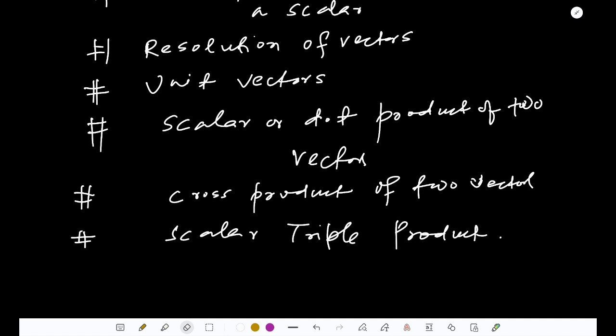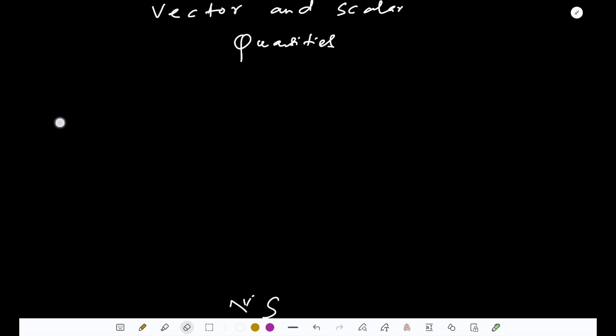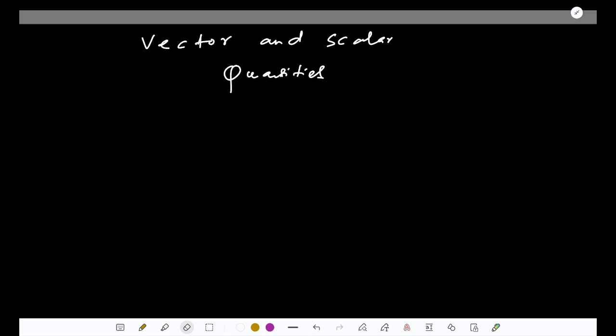And then we will multiply two vectors and get a vector, and that is called a cross product. And then we will have another thing that is important to us, that is called a scalar triple product. It will come in later chapters, so I'm going to describe all of these concepts in this chapter. Let me first describe to you the vector and scalar quantities.